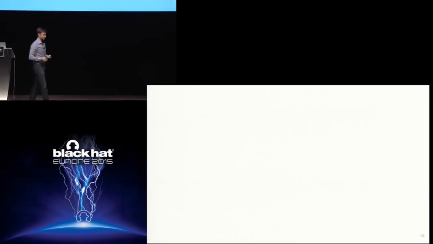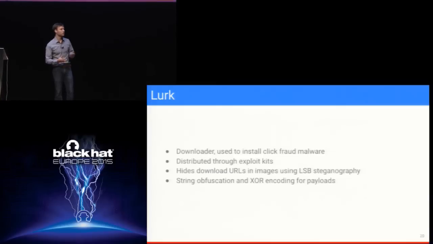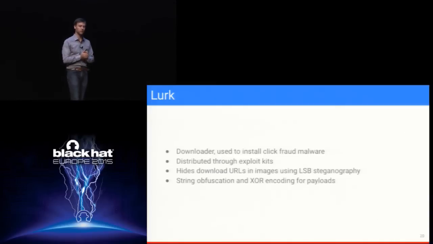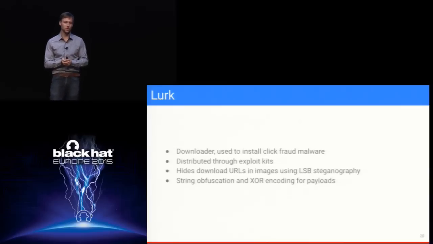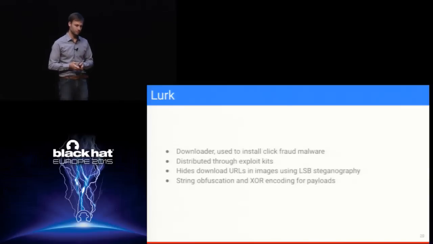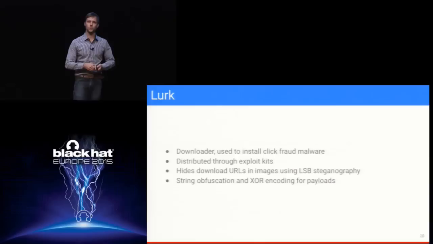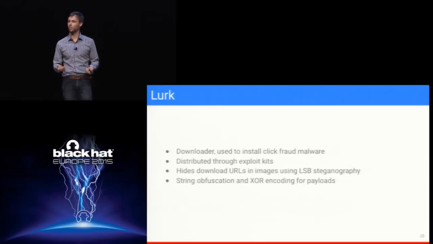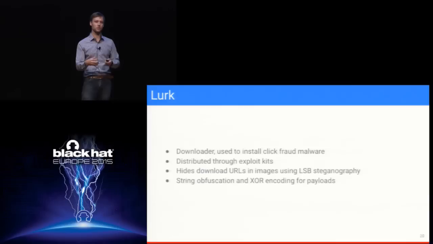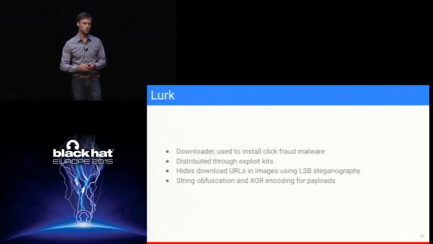Oddly enough, there is. Lurk is hiding some data in BMPs that usually look like this. They're completely white. Lurk is a malware family that was first discovered and documented last year. It's a downloader, used to install click fraud malware. By itself, Lurk only downloads and installs more malicious stuff on infected hosts.